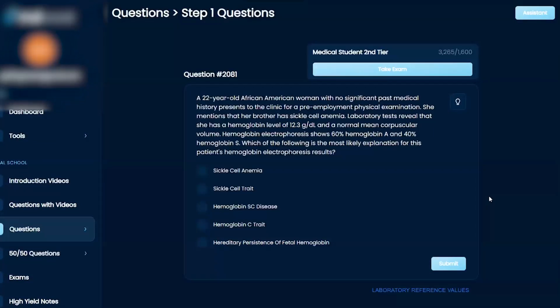Okay, it says, which of the following is the most likely explanation for this patient's hemoglobin electrophoresis results? Sickle cell anemia, sickle cell trait, hemoglobin SC disease, hemoglobin C trait, and hereditary persistence of fetal hemoglobin.